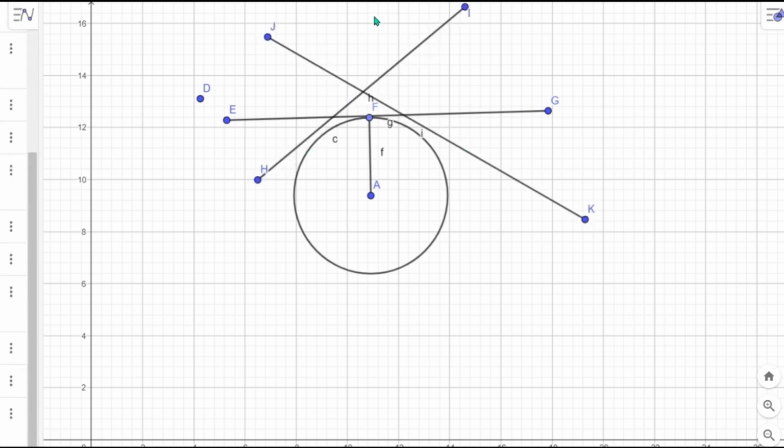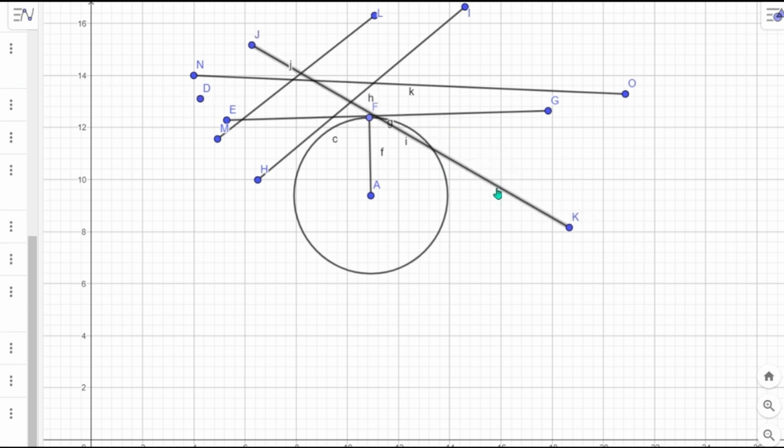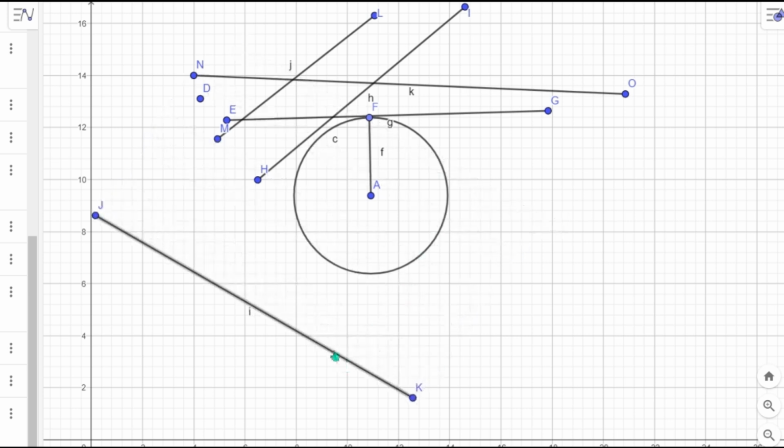So this many lines I can draw. For example, I'm moving this line. If this point is touching the F point, it is having 2 points touching the circle. You can see here, this is 1 point touching and this is 1 point touching, right? So it is touching 2 points of the circle. So this is not the tangent.